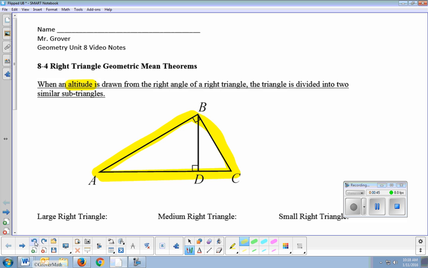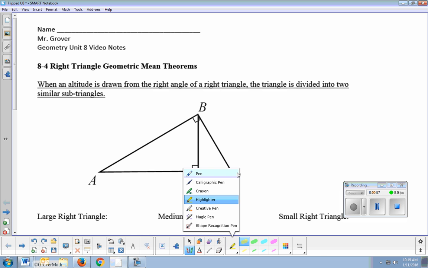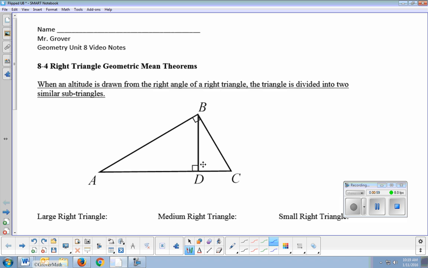to that hypotenuse. And what happens here, whenever we have a right triangle with the altitude from the right angle to the hypotenuse, we get two other right triangles. Because if this is perpendicular in here, then obviously this is a right angle and this is a right angle. And so these two sub-triangles here are also going to be right triangles.